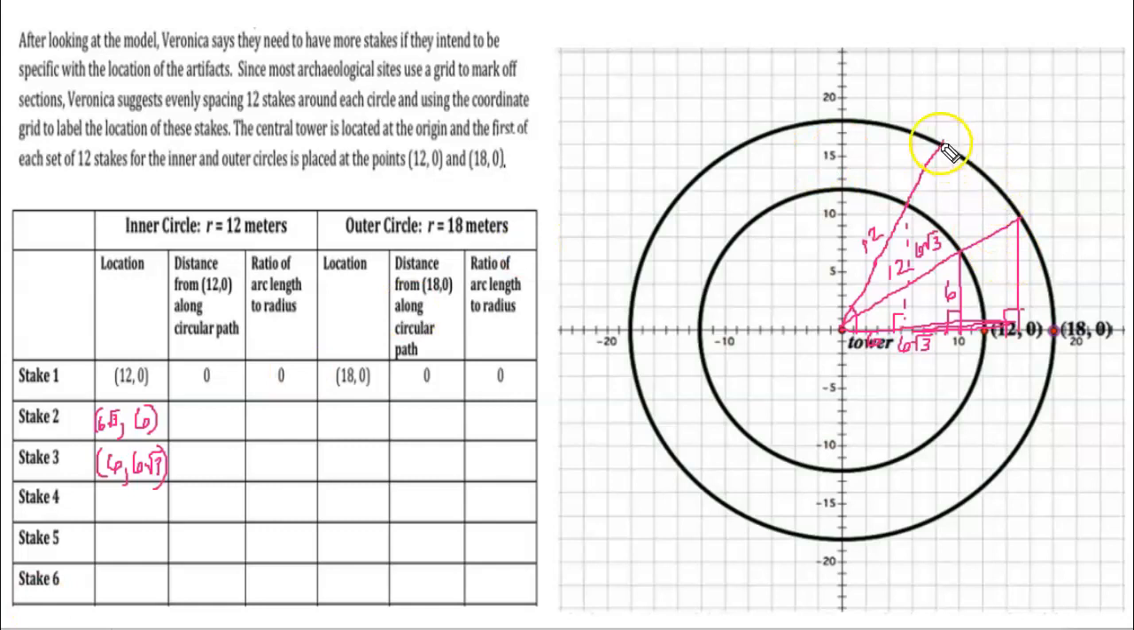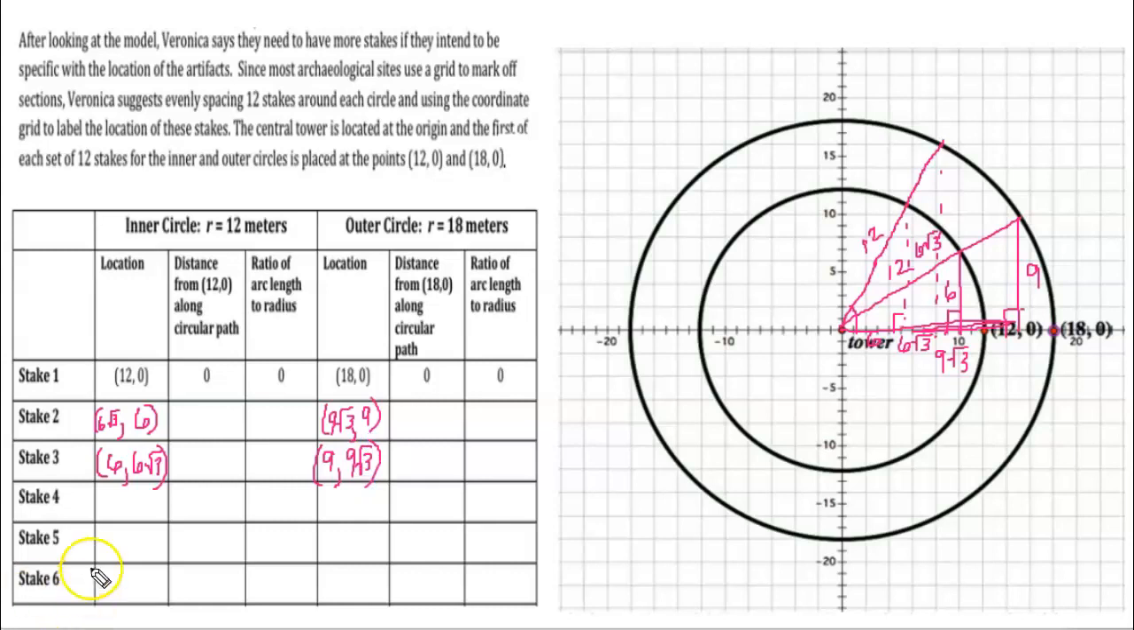We can do the same thing for the 18-foot circle. So if the radius is 18, the smaller side is 9, and the longer side is 9 square roots of 3. So we're going to get 9 square roots of 3, 9, and 9 square roots of 3.